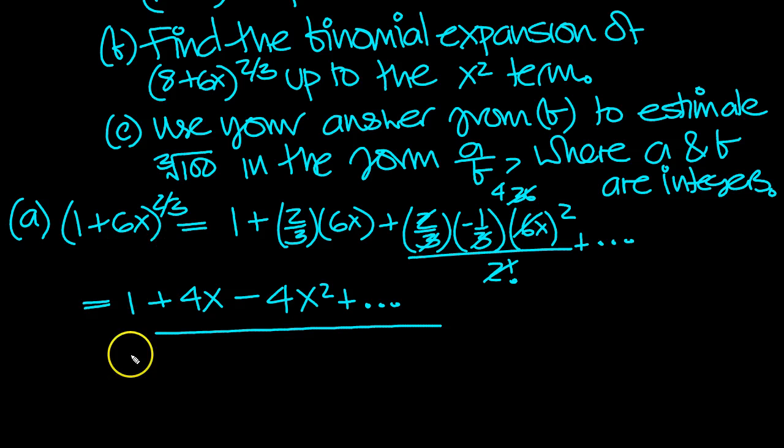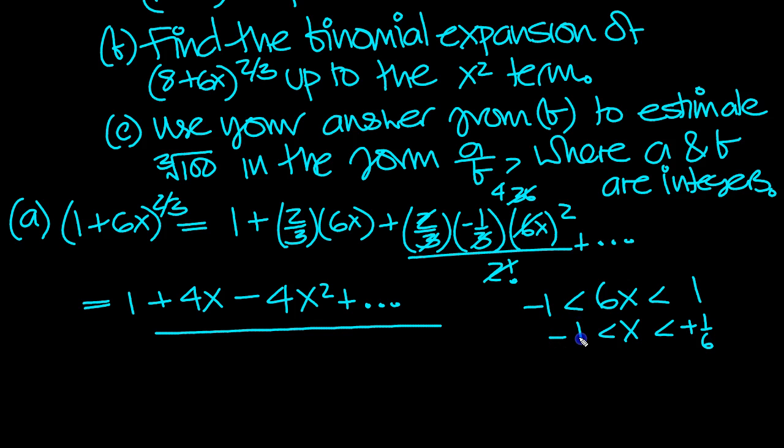Okay, part B. The range of here, well, 6x must be less than 1 and greater than minus 1, mustn't it? So x must be less than 1/6 and greater than minus 1/6 for the expansion to be valid. So part B now.